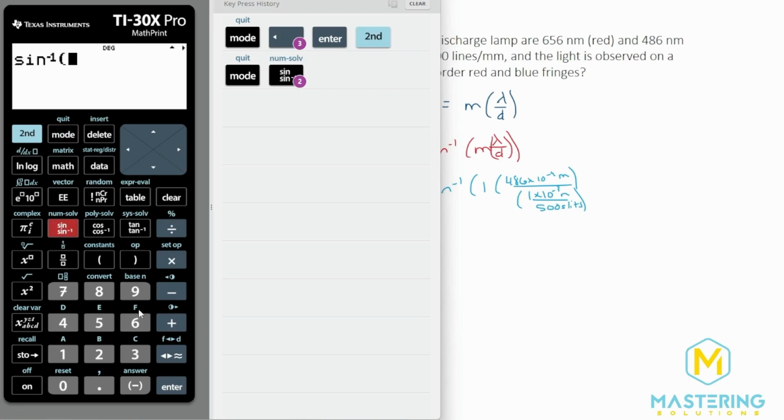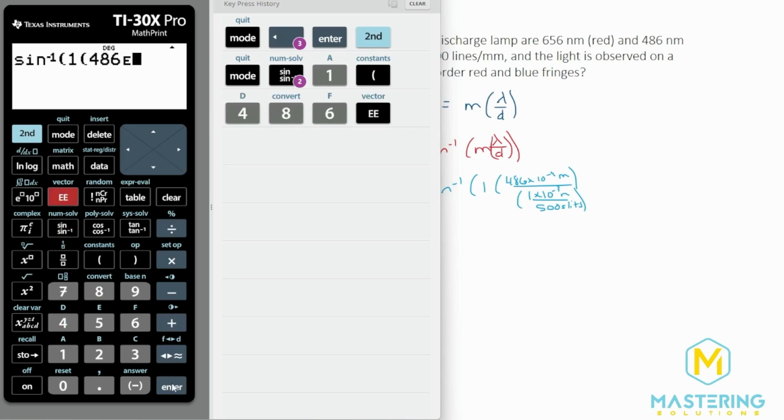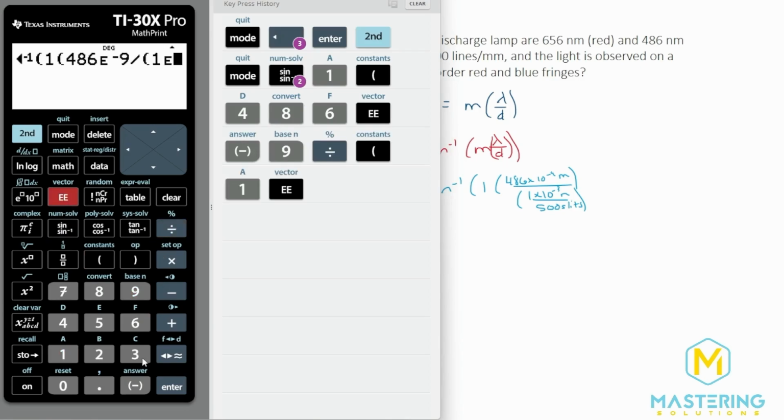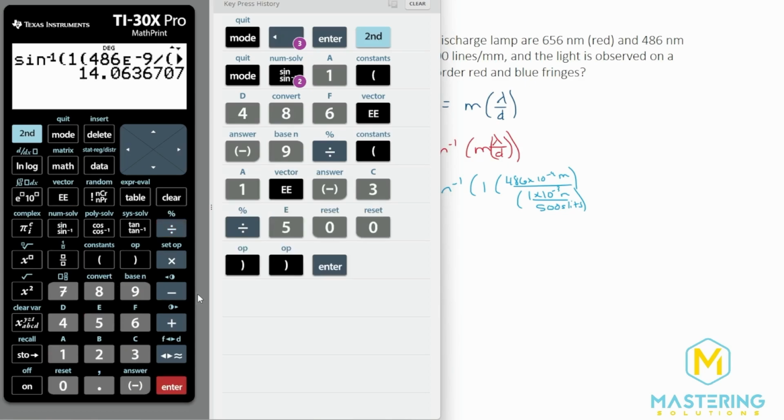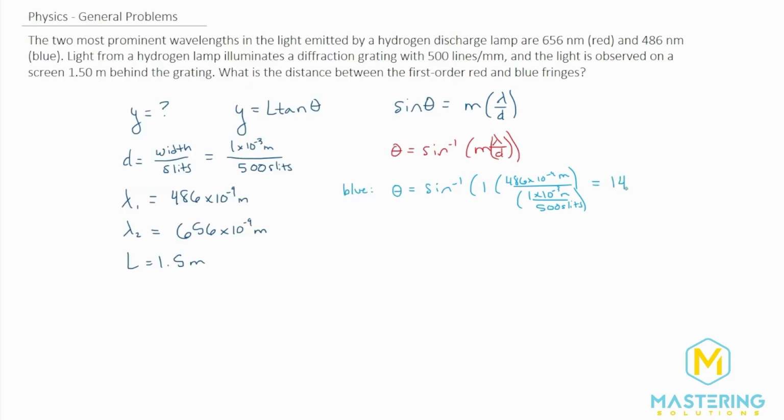So we have the inverse sine of 1 times 486 times 10 to the negative 9, divided by 1 times 10 to the negative 3 divided by 500 slits. So the degrees for the blue is 14.06 degrees. I'm going to leave it unrounded just in case it messes us up later if we round, so that we get a more precise answer.